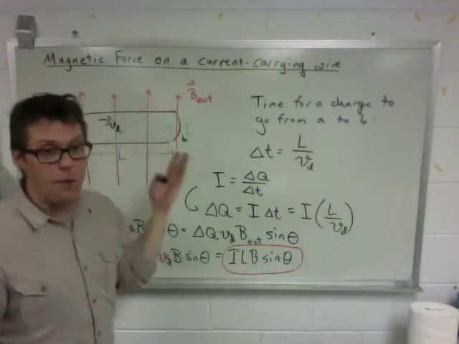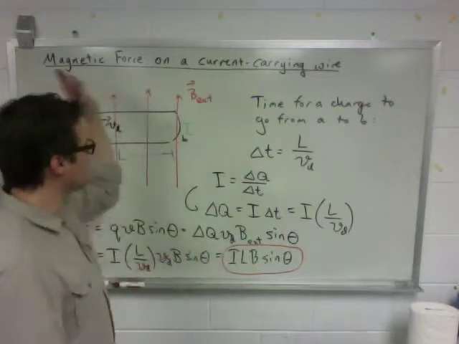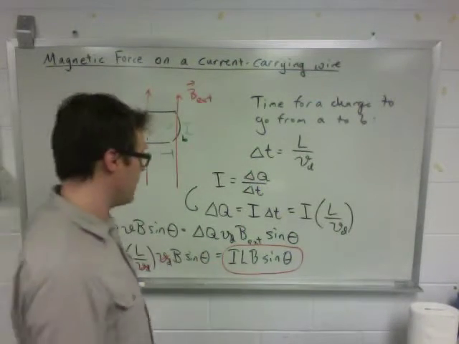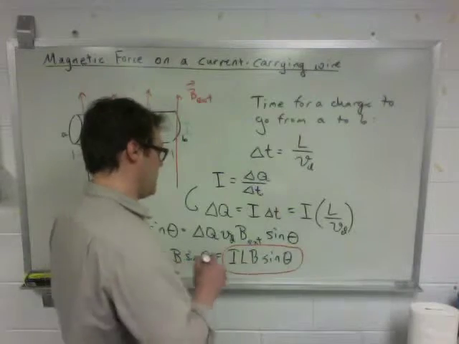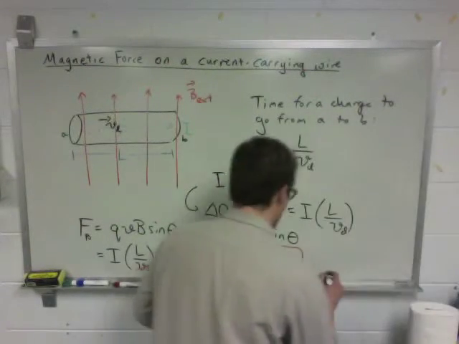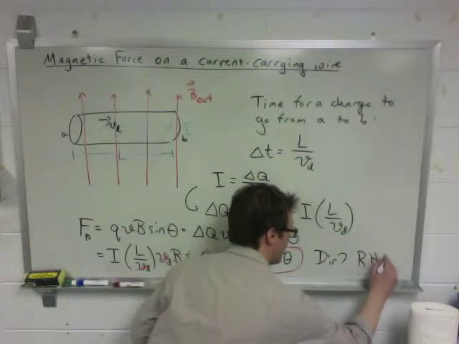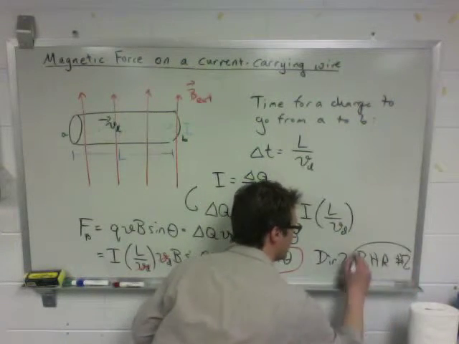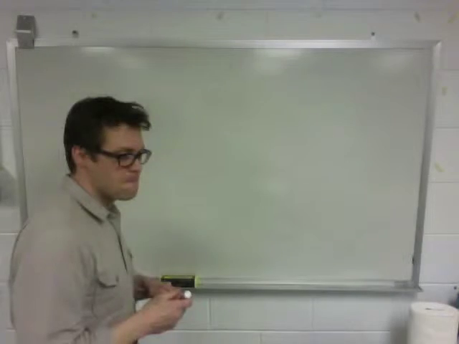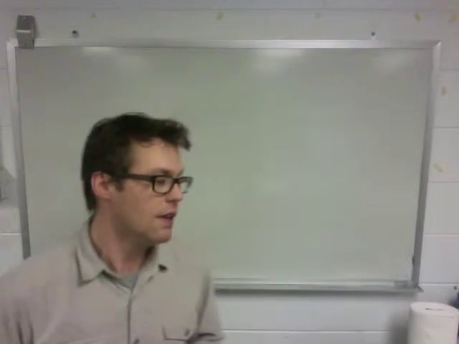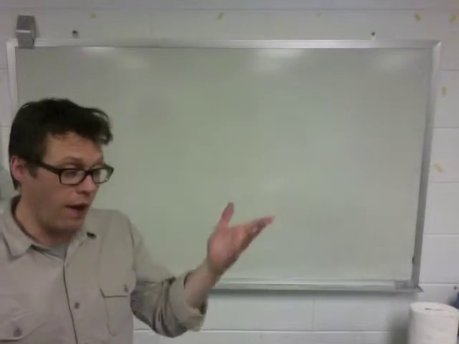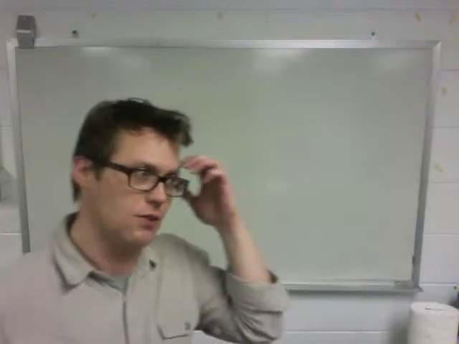So now we've got all possible bases covered. I can calculate lots of different forces for lots of different scenarios using this formula. And what about the direction? Well, you would just use right-hand rule number 2, as I mentioned before. So we're going to see lots of different examples of problems like this, where we put wires in magnetic fields and just try to figure out what happens.